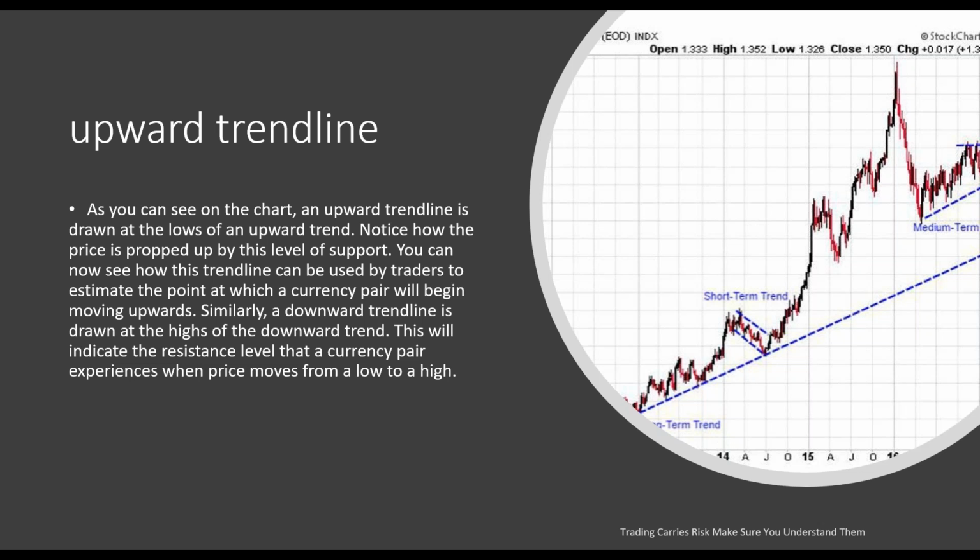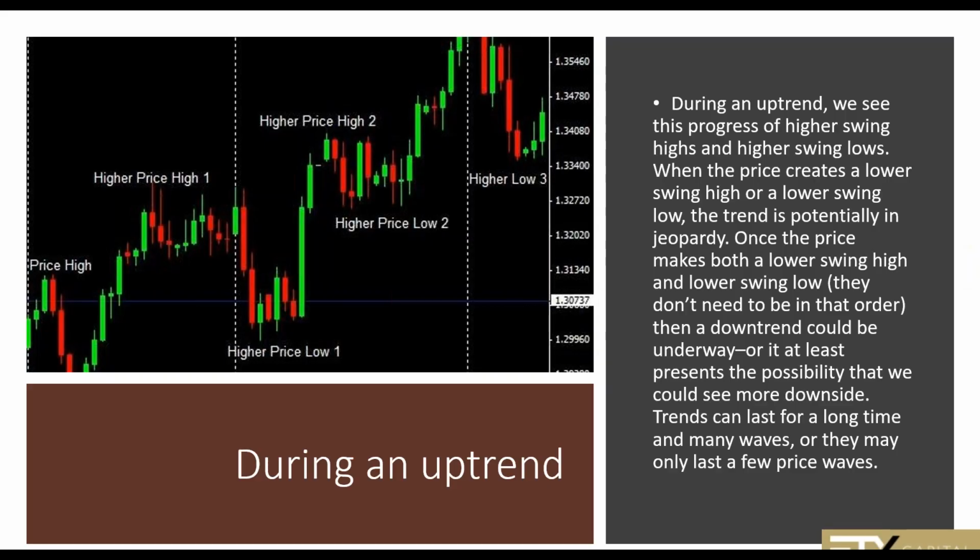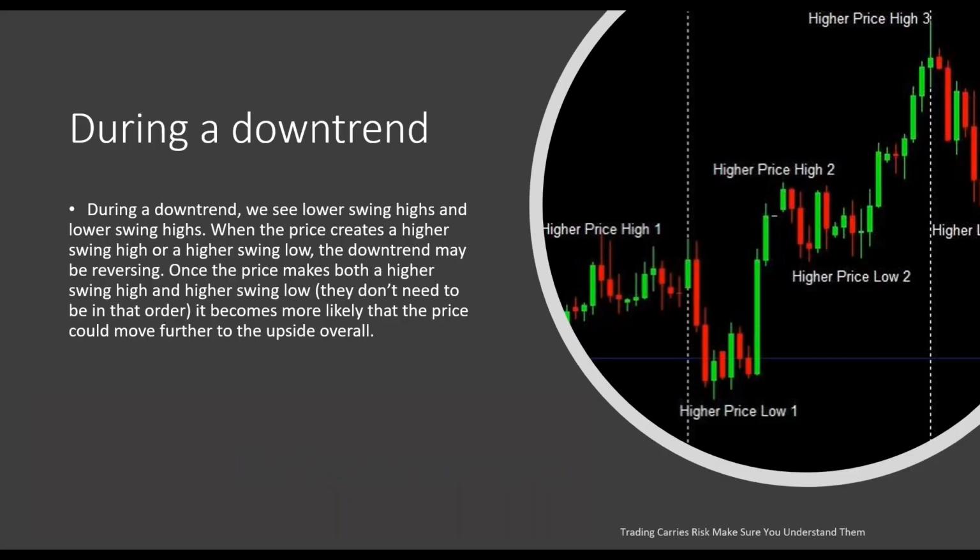So as you can see on the chart, an upward trend line is drawn at the low points of an upward trend. Notice how the price is propped up by the level of support. You can now see how this trend line can be used by traders to estimate the point at which a currency pair will begin moving upward. During an uptrend, we see the progress of swing highs and swing lows. Price moving up steadily. We see the trend that's really well developed. Okay. Now, how do we actually turn that into information we can use?